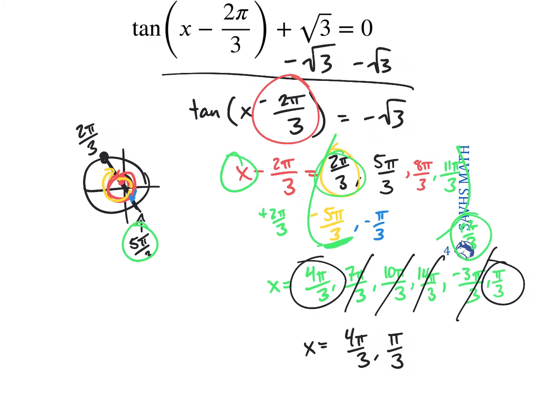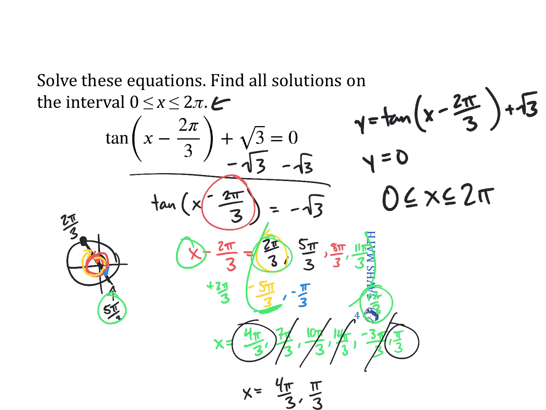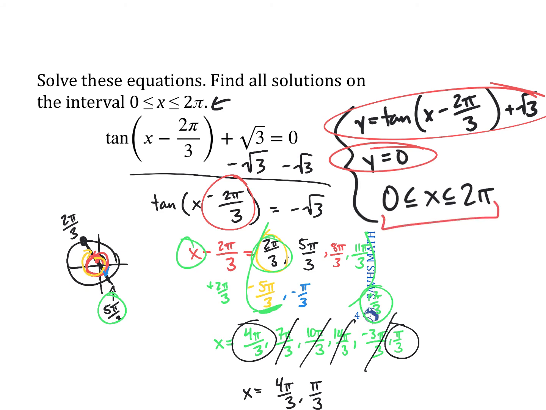You can again check this by putting in y equals tangent of x minus 2 pi over 3, and then, you know what, we should do it this way. We should say plus root 3, sorry I missed that part, and then we should say y equals 0. And then we're looking for the range where 0 is less than or equal to x is less than or equal to 2 pi. So you can put these three things into Desmos and see where these two cross within this range. So you should get two answers. Here they are. And we're looking for the x values again.